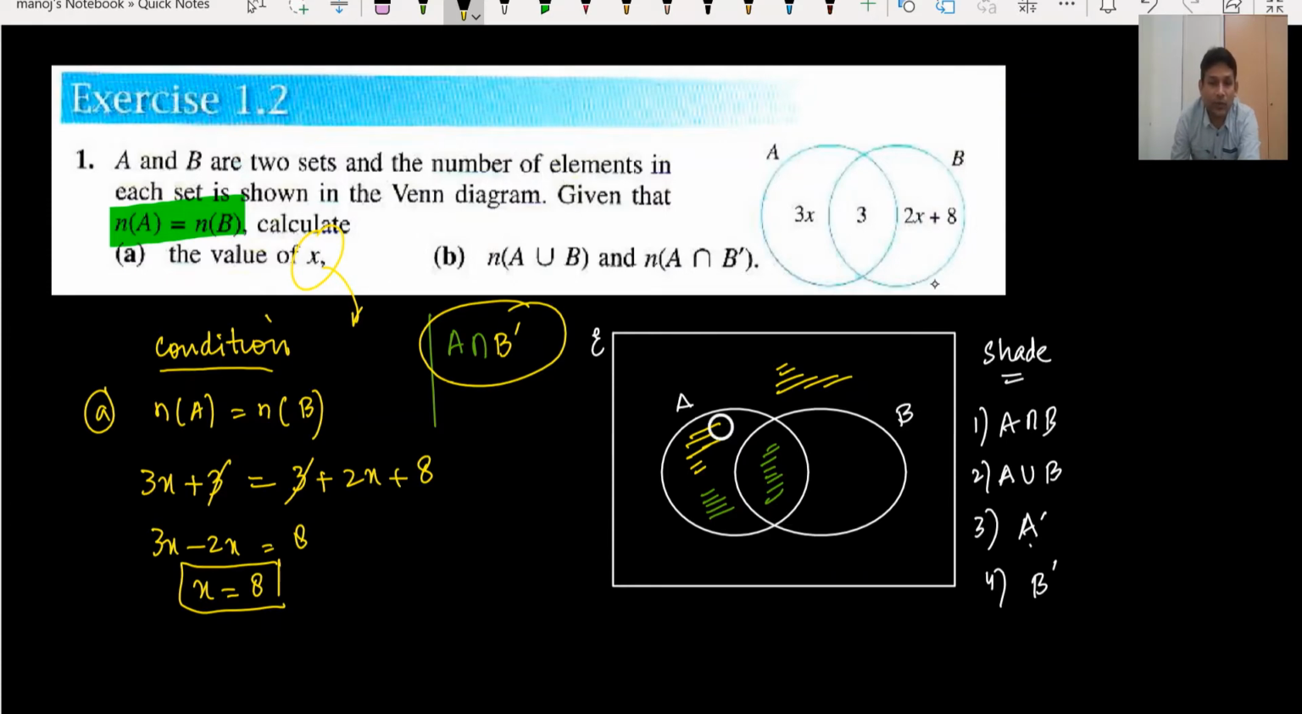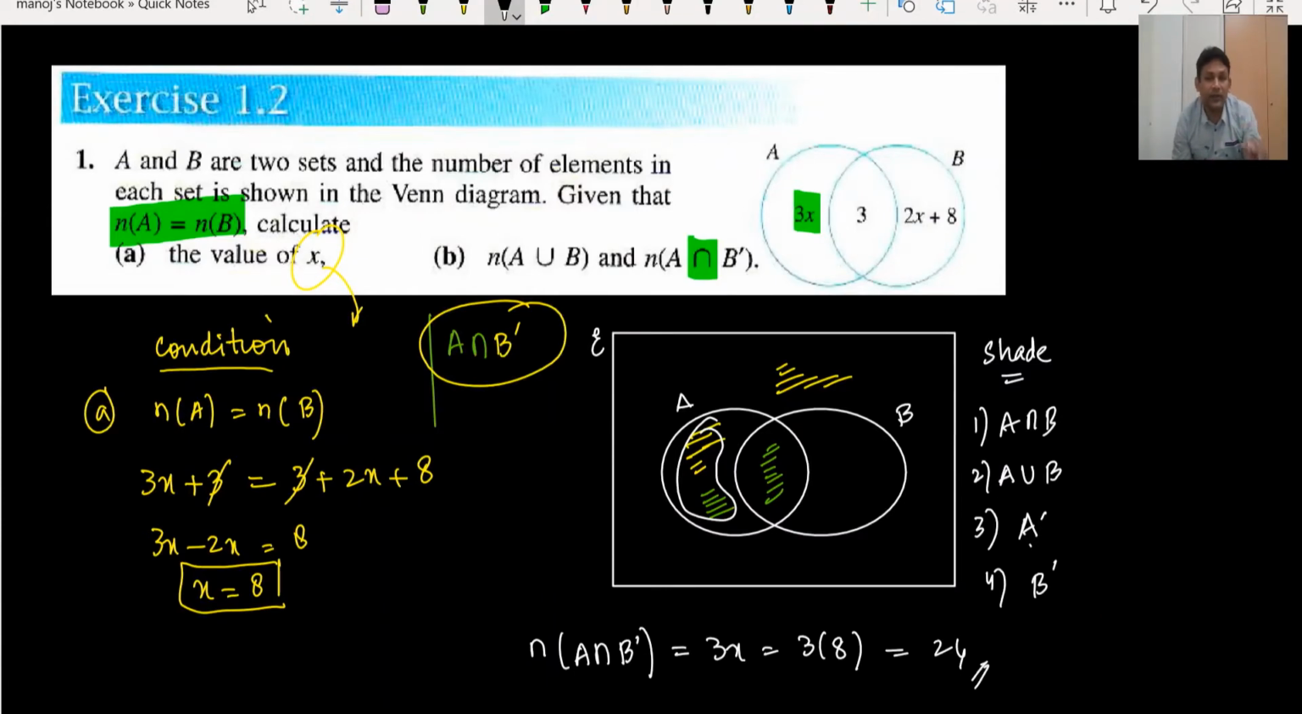So when you observe, what do we mean by intersection? Intersection means what is common between these two shaded regions. If you observe yellow and green, in which area do you have both the colors? We have both the colors in this area, and this area here is 3x. So to find the number of elements in A intersection B complement, you will only write 3x. And x is 8, so the right answer is 24.